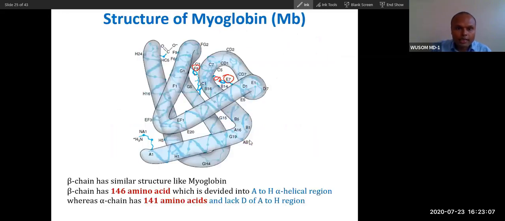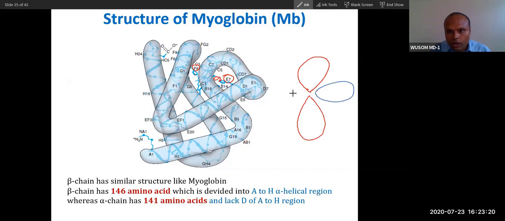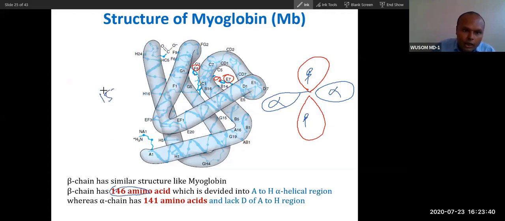Now let's see the difference between myoglobin and hemoglobin. Hemoglobin has 2 beta chains, and then it has 2 alpha chains. Now this 2 alpha chain and 2 beta chain is very similar to myoglobin. Beta chain is almost similar to myoglobin. It has 146 amino acids. In myoglobin there are 143, a little bit less, 7 fewer amino acids, but it is very similar.